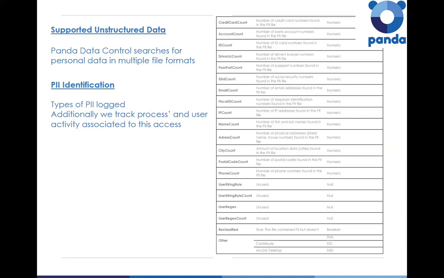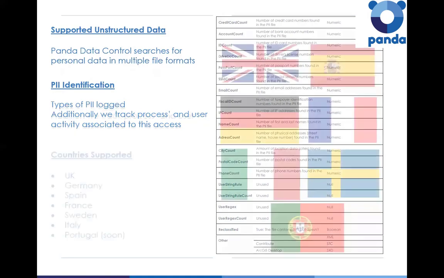Now, when we analyze this data, we're looking for PI, personally identifiable information. Using the algorithm built into our data control option, we can identify a range of different types of PI. Here we can see things like credit card numbers, names, addresses, national insurance numbers, postal codes, bank and passport numbers, quite an extensive list. On top of that, we are also able to track the processes being used to access and manipulate this data.